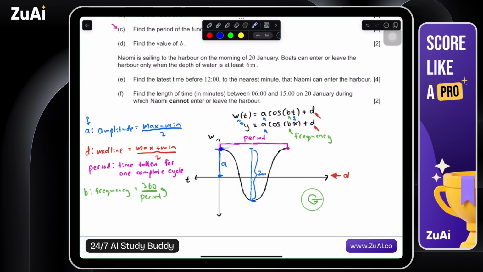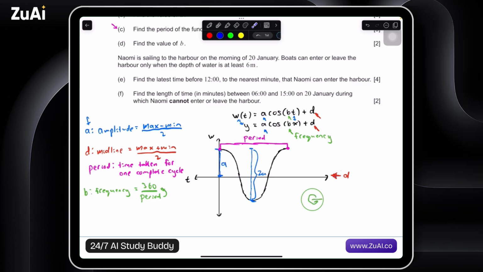Period is the time taken for one complete cycle once again. So how long does it take us to go from one point to another corresponding point, or how long do we take to complete a full cycle? And frequency, this has to do with the unit circle, which is maybe a little complex in terms of its theory potentially, but the question we're essentially asking is, how many cycles can we fit into 360 degrees? And this is going to give us the value of b.